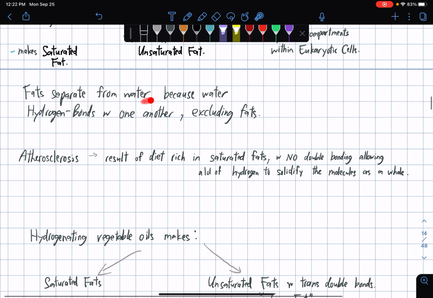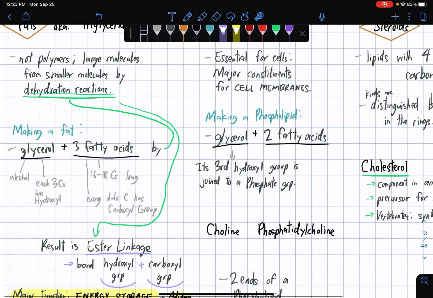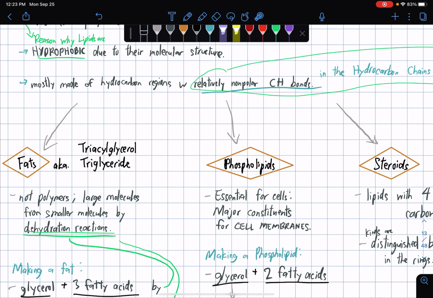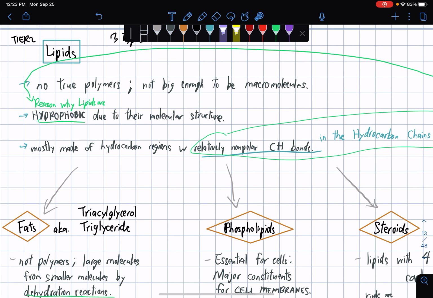Fats separate from water since water hydrogen bonds with one another, excluding fats. I think it kind of makes sense. Fats are hydrophobic, and water is literally water, so it's hydrophilic. So if you mix a hydrophobic with a hydrophilic substance, they don't mix together, basically.